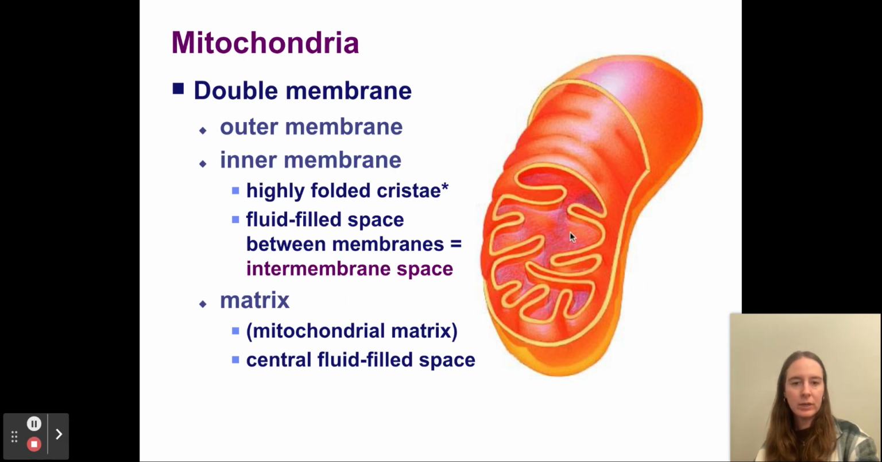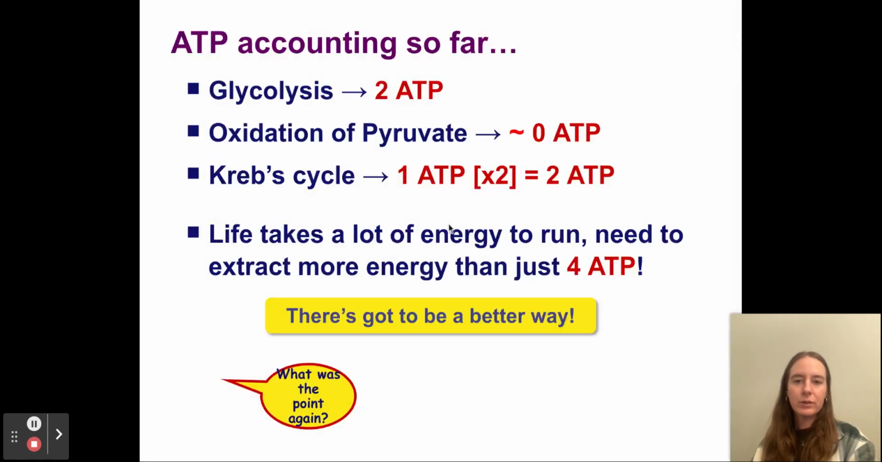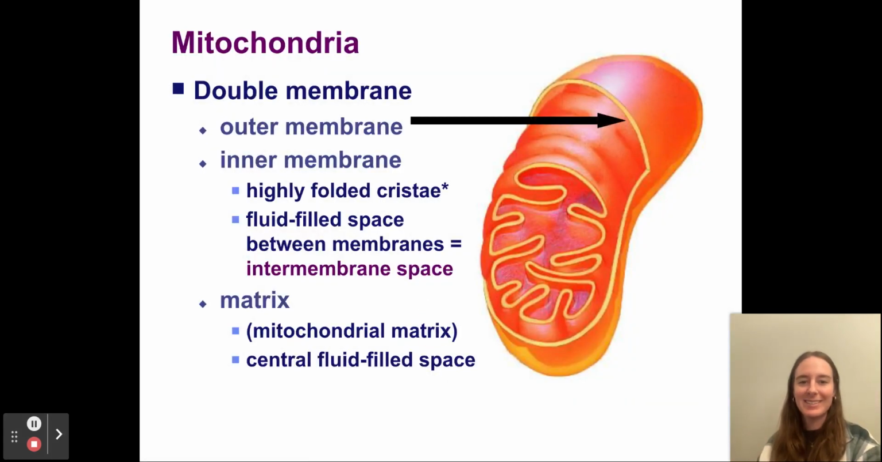Then the mitochondrial matrix is the space on the inside of the mitochondria, and it's filled up with fluid. So for this last step, the electron transport chain, we're going to be in the intermembrane space and the matrix here. So where we're at so far, just to recap, we've made some ATP in glycolysis. We haven't made any ATP in oxidation of pyruvate. Remember, we're basically just taking our sugar, we're oxidizing it a bunch, we're pulling off those hydrogens. And we made some ATP from the Krebs cycle, but we need to get some more energy in this last step.